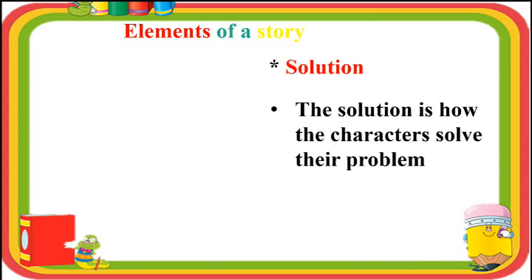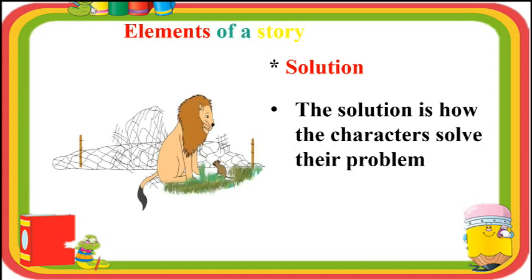Solution. The solution is how the characters solve their problem. The problem was the lion got trapped on the net, and the little mouse helped him to get out of the trap. That is the solution.